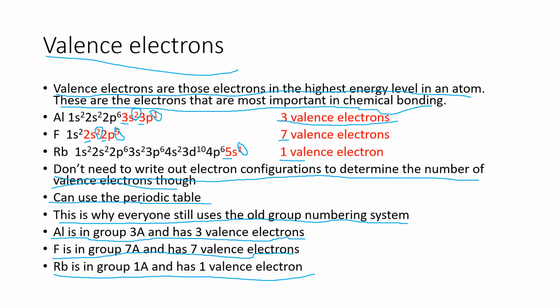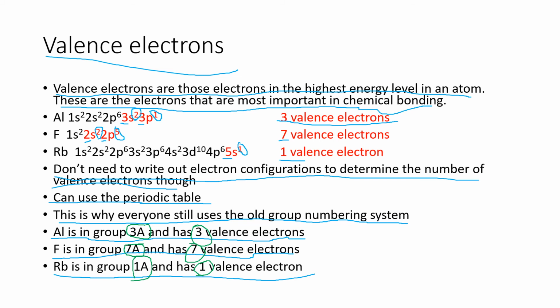That's why everyone still uses this older numbering system on the periodic table. It's telling you right away how many valence electrons you're looking at. Anything in group 3A is going to have 3 valence electrons. 7A, 7 valence electrons. You're looking at something in group 1A, 1 valence electron. Even those things that are not listed in here, group 2A would have 2 valence electrons.